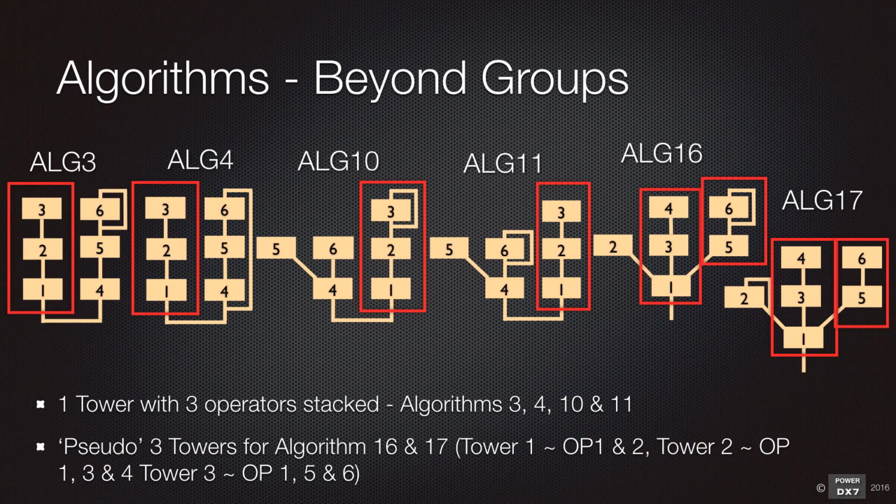For algorithms 16 and 17, they can have 3 pseudo towers, like algorithm 18. Pseudo tower 1 is made up of operators 1 and 2. Pseudo tower 2 is made up of operators 1, 3, and 4. Pseudo tower 3 is made up of operators 1, 5, and 6. Again, like algorithm 18, they are pure frequency modulation algorithms with no additive synthesis.